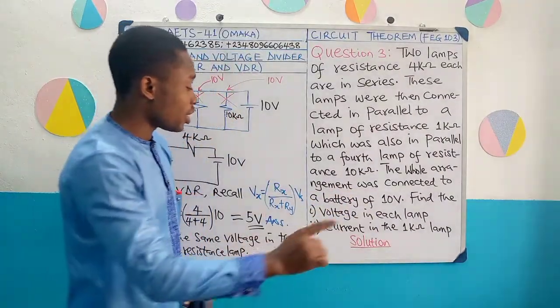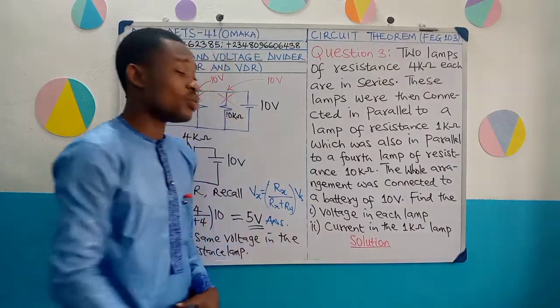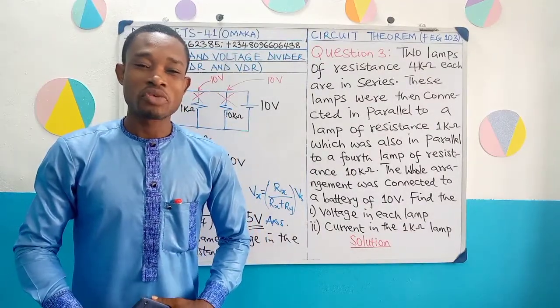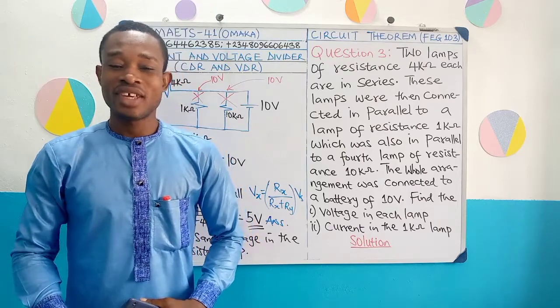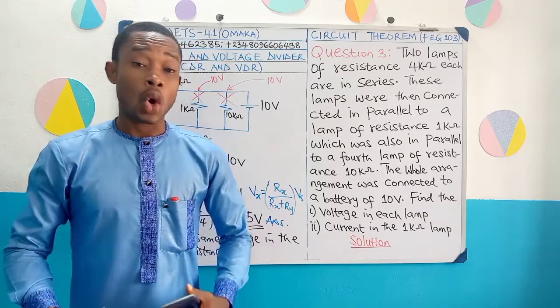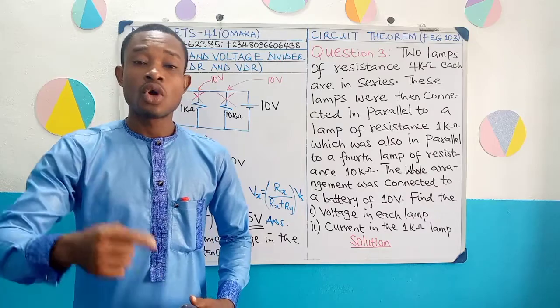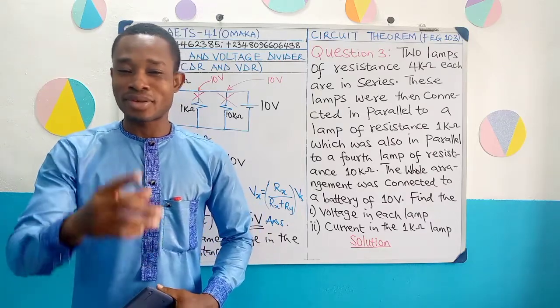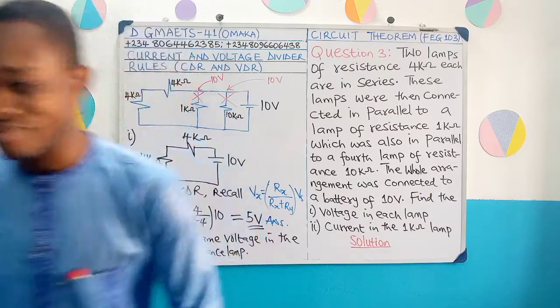I'll go for a short break. When I'm back, we'll determine the current in the 1 kilo ohms resistance lamp. That will require that we make use of either the voltage divider rule or we can make use of Ohm's law. And of course, I guess I'm going to use Ohm's law so as to be fast in doing that.